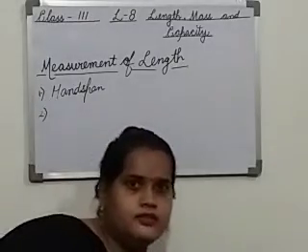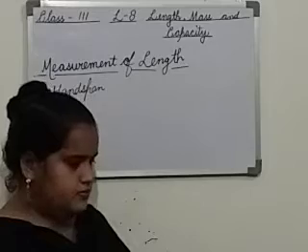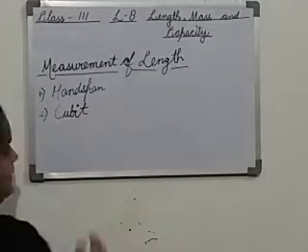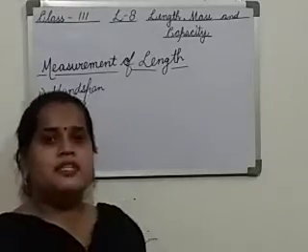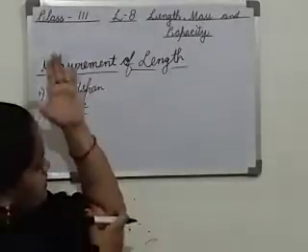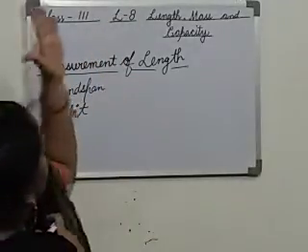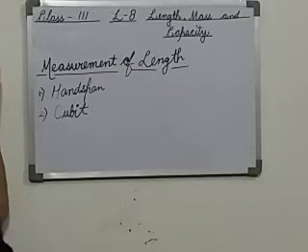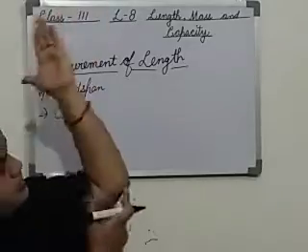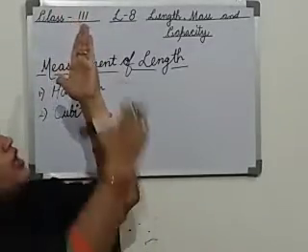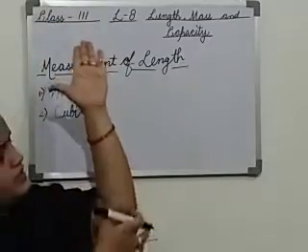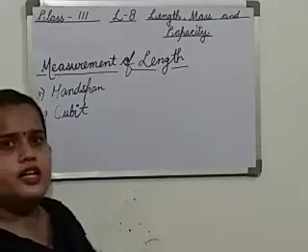Then second, cubit. What is the second? The second one is cubit. Cubit means when we measure from here till here, like this. Suppose I want to measure this boat. How will we measure? We will measure like this. So this distance from here till here, the tip of the elbow and the tip of the mid finger, this distance from here to here is called the cubit.